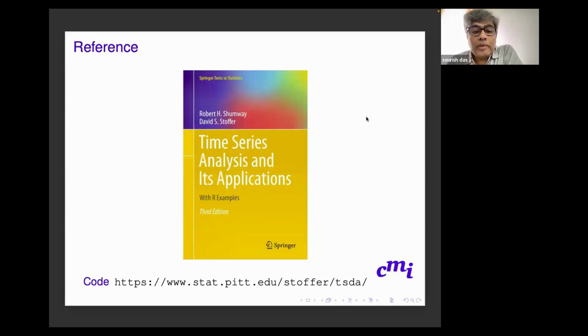In this course, the main textbook I'm going to follow will be Shumway and Stoffer. Particularly the first 3 to 4 chapters really form the main course structure. So I'm going to follow this book, and you should have your own copy. I think the Indian version is available now.